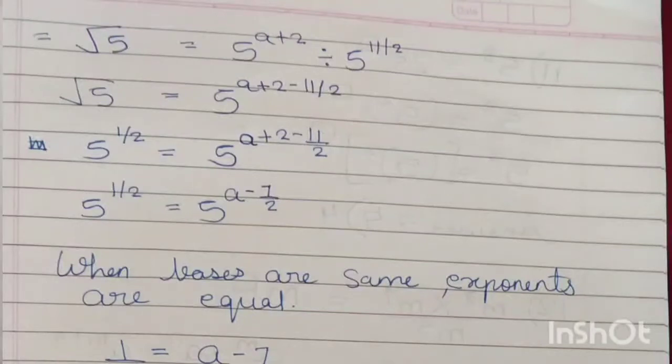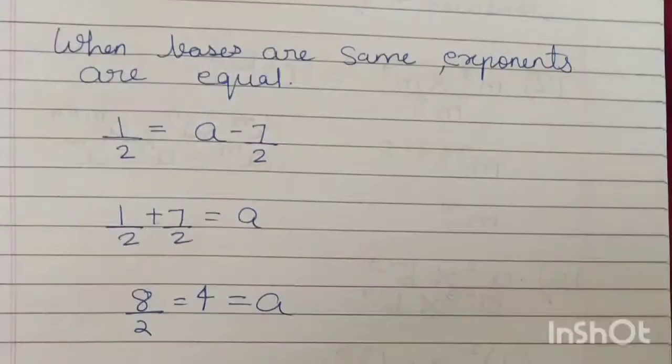Now there is one more law of indices: whenever there is an equal to sign between two numbers having the same base and just their exponents are different, you have to make those exponents equal. So it will be 1 by 2 equal to a minus 7 by 2. When you solve it, you will get the answer a as 4. So the answer for the 9th question is 4.